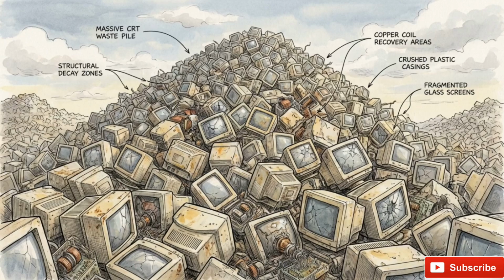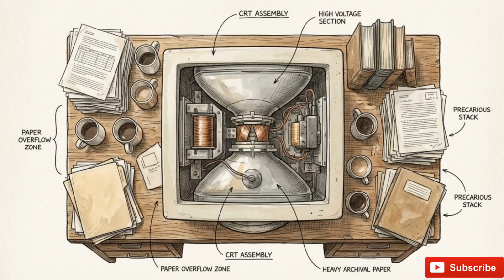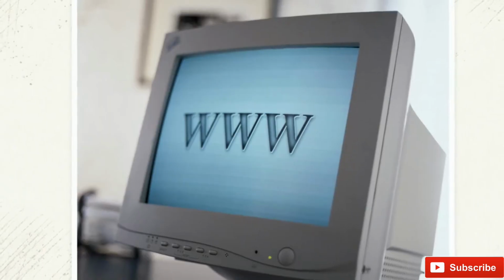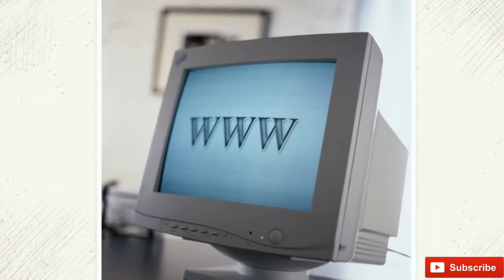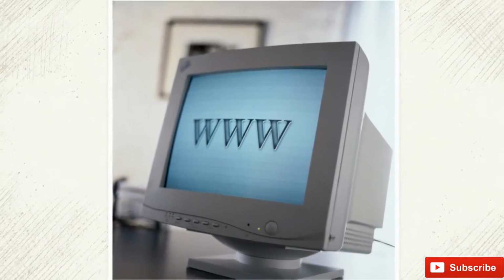The CRT made visual computing possible, but its reliance on heavy, toxic materials created a physical and environmental footprint that couldn't scale forever. By the early 2000s, offices were facing a space crisis. A standard beige CRT consumed over 40 centimeters of desk depth. Workspaces were shrinking, and the monitor was taking up half the desk.